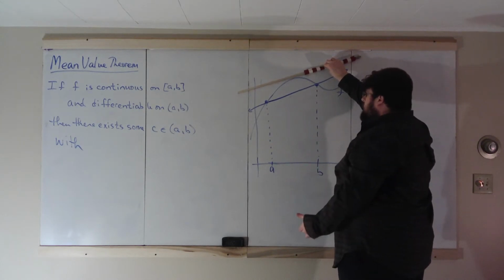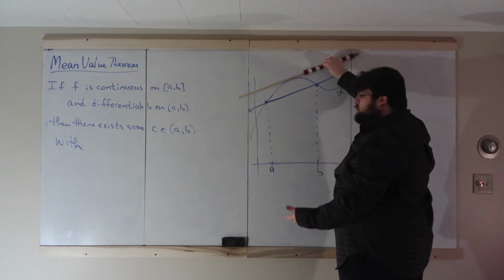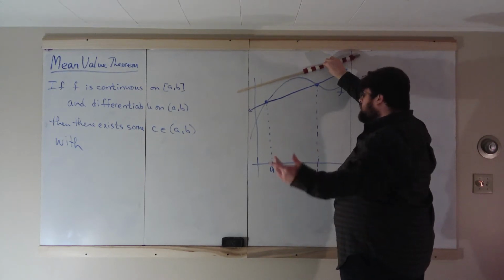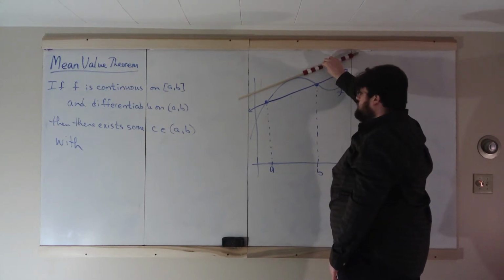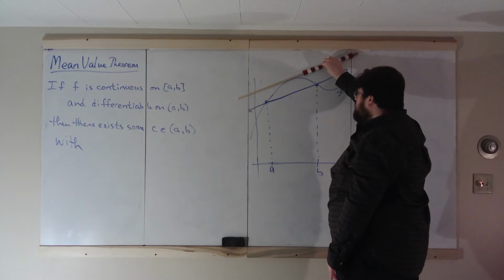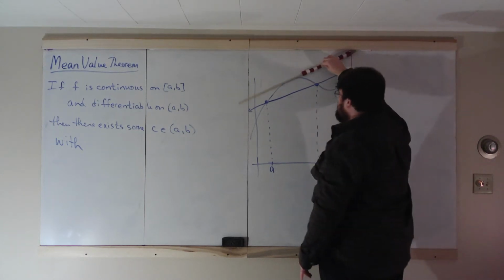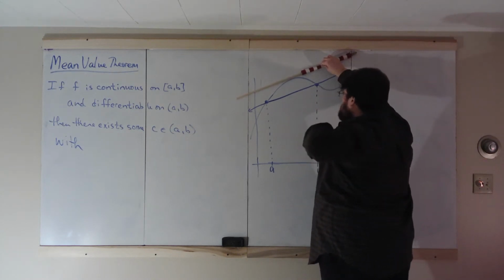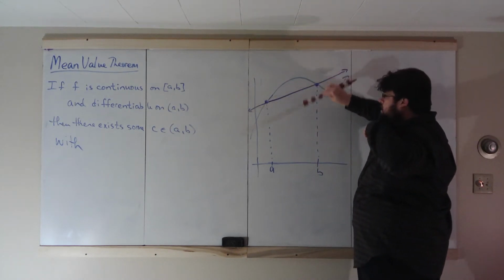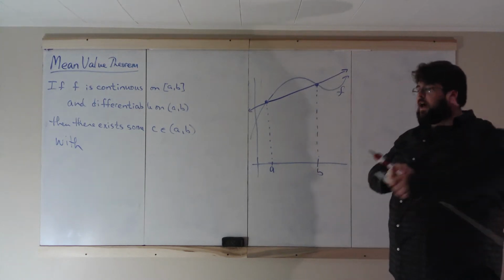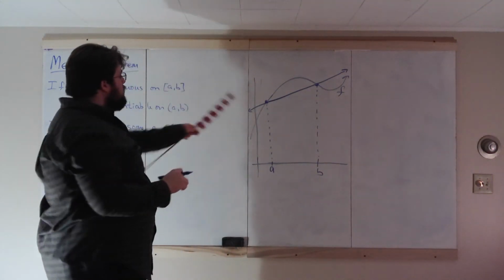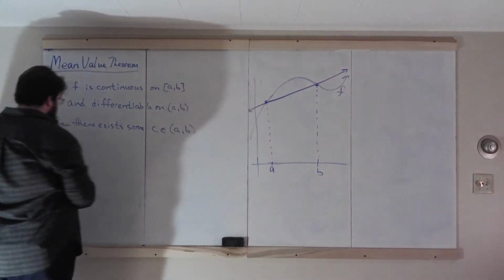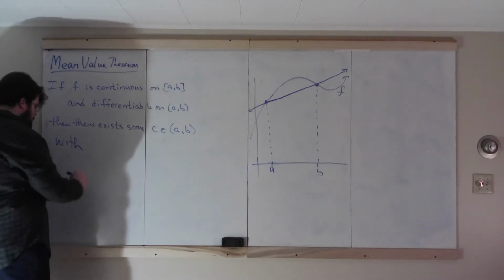On this interval, a to b, we have a tangent line which is parallel to the line between a and b. And we can interpret both of them algebraically. Right here, the slope of this tangent line is the same as the slope of that line. We know all about slopes of lines. What is the slope of that line? I'm going to put it here.